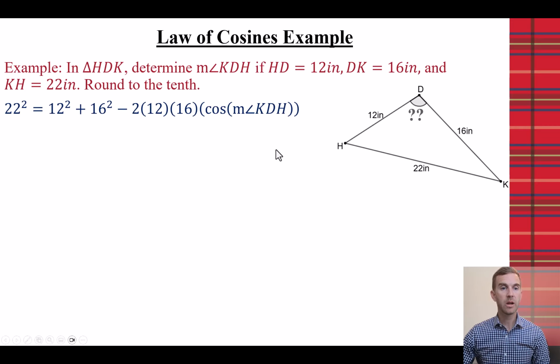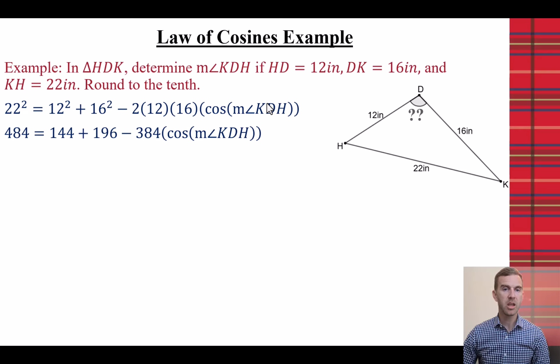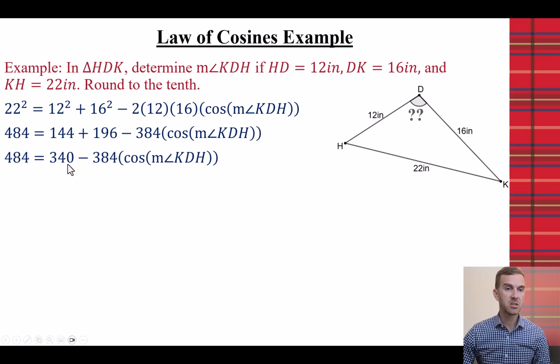So 22 squared will equal 12 squared plus 16 squared minus 2 times 12 times 16 times the cosine of the angle we're trying to calculate. So we're going to simplify this one step at a time. So we're going to square it, and then we've done our multiplication here. Then we can combine our addition.